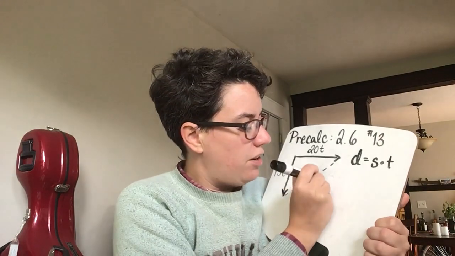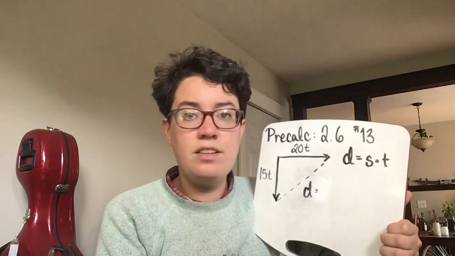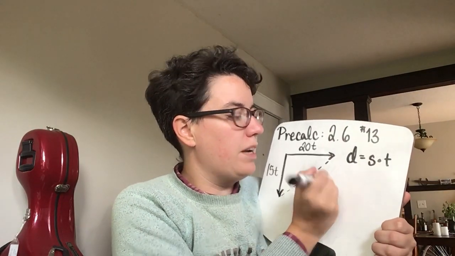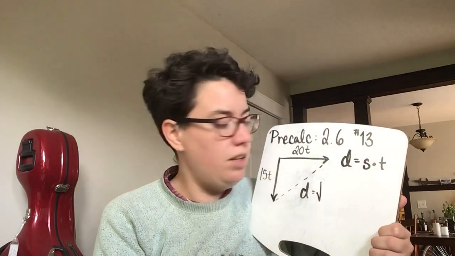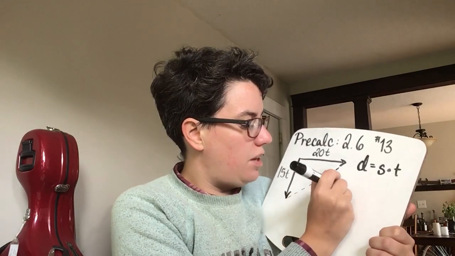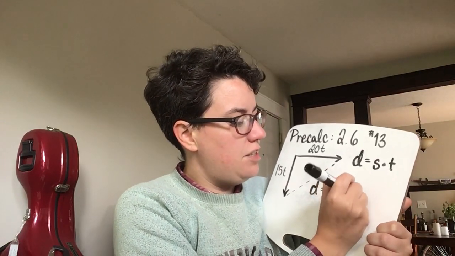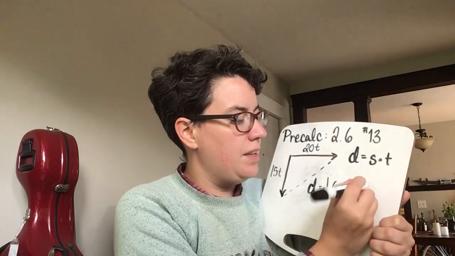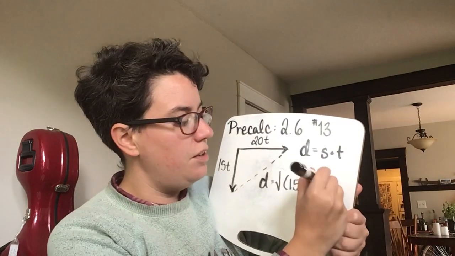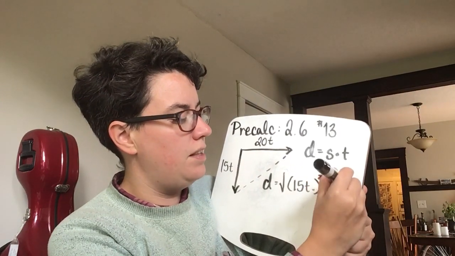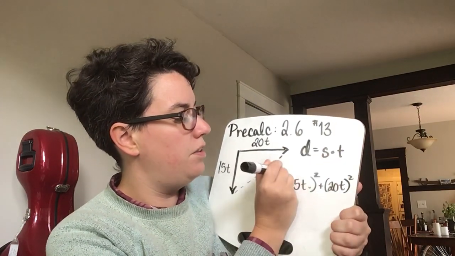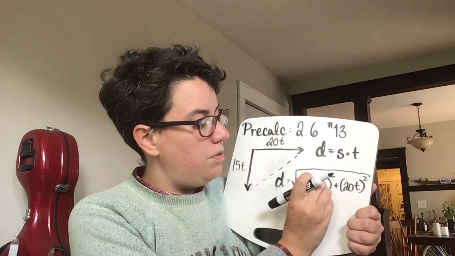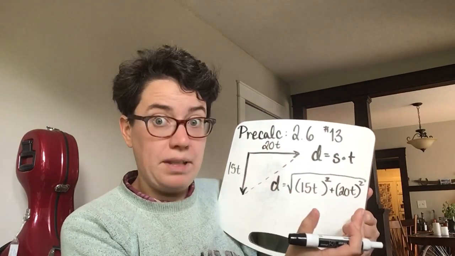Now here, this distance, it's the Pythagorean theorem, so you could say this is squared, or since we want to get that by itself, since you're writing a formula, this is equal to the root of (15t) squared plus (20t) squared, and then you're going to simplify that. So again, Pythagorean theorem only applies to distance.